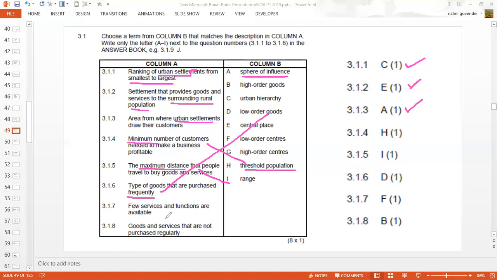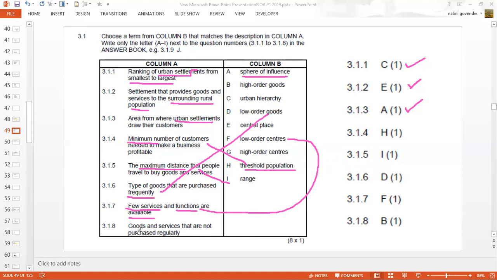Question number 3.1.7, few services and functions are available. So this is now referring to a service center, and it's saying in the service center, there are few services available and there are few functions available. And yes, that will be referred to as a lower order service center. A lower order service center provides fewer services and fewer functions.